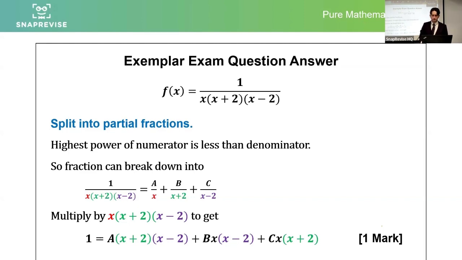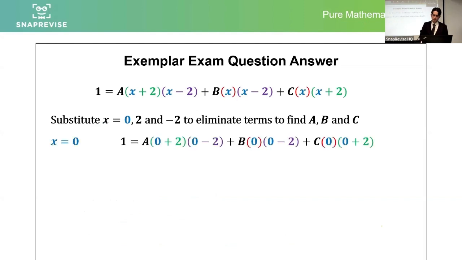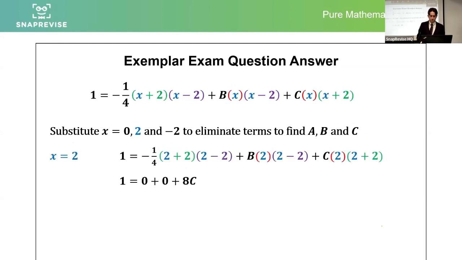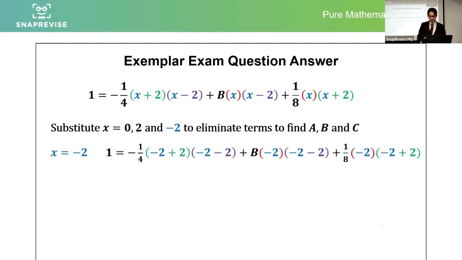Let's check we're good with that. Subbing in 0, I think the first thing we get is A as -1/4. And then if we do the same, now that we know that, sub the other one in. C is 1/8, and B is 1/8 as well.